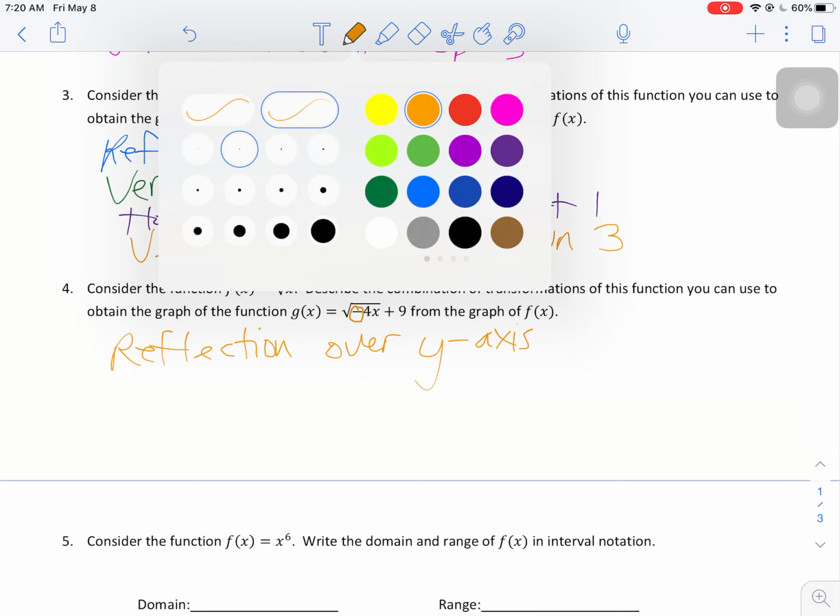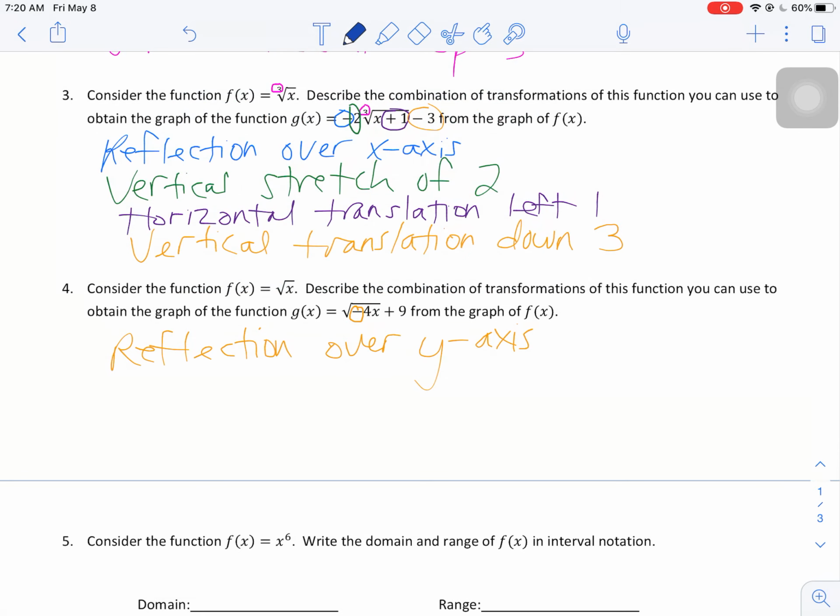And then the 4 should be a horizontal compression, because it's under the radical. Horizontal compressions and horizontal stretches are always the opposite of what you think they should be. So if the B value, which is the 4 in this case, is larger than 1, then it's a horizontal compression by a factor of 1 over B. And if the B value is in between 0 and 1, then it's actually a horizontal stretch, still by a factor of 1 over B.